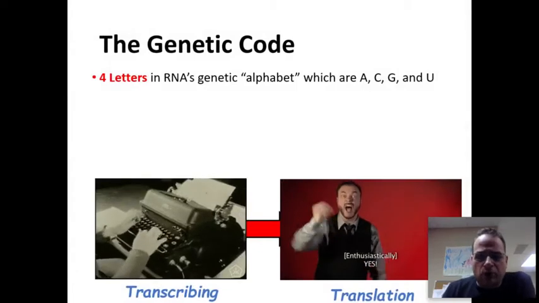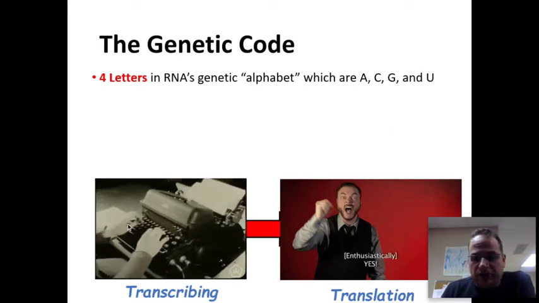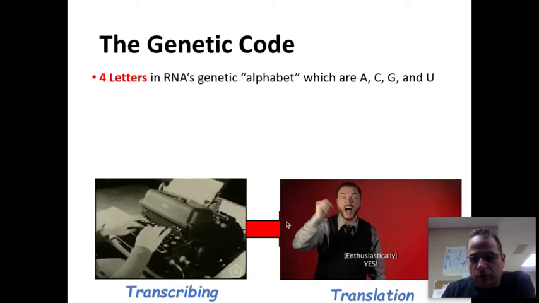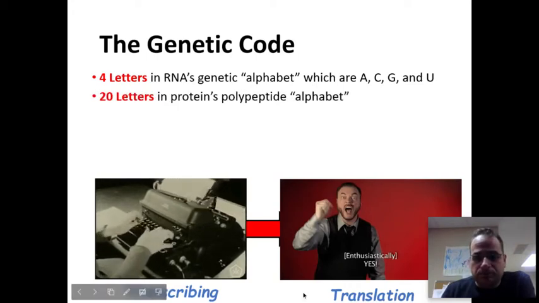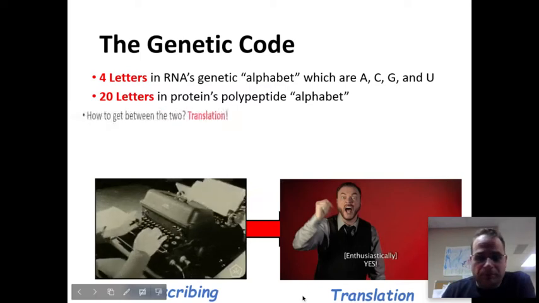So the genetic code, remember, there's 4 letters in the DNA alphabet, and there's also going to be 4 letters in the RNA alphabet. So for the RNA alphabet, that's going to be A, C, G, and then U. So first you're going to have to transcribe, and then we're going to go to the translation. That is what we're focusing on now. There's 20 letters in the protein or polypeptide alphabet. Polypeptide is going to be another word for how we make a protein.